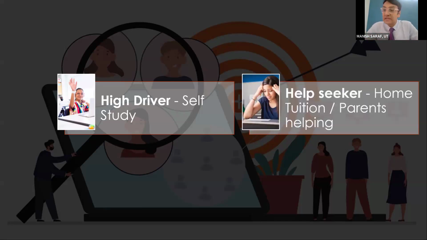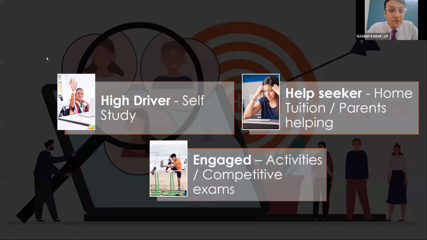This is the second category of students. Again, this is not about good or bad, it depends on what you are doing. Help seekers, who are going to small tuition classes, home tuitions, or parents are helping these kids with their studies. They are teaching them maths, science, English, Hindi, some subjects, and for some subjects they go somewhere to study, and they are seeking some help. We have called them help seekers.